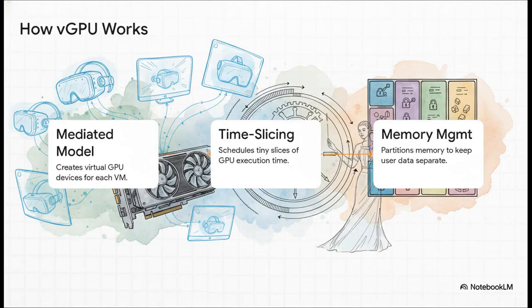So how does this magic actually work? Well, it's kind of like a three-step dance that the hypervisor leads. First, it creates these virtual GPUs for each virtual machine. Then, and this is the key part, it uses a scheduler to give each VM tiny slices of time on the real GPU. We're talking milliseconds here. And finally, it carefully walls off the GPU's memory for each user so everyone's data stays separate and secure.